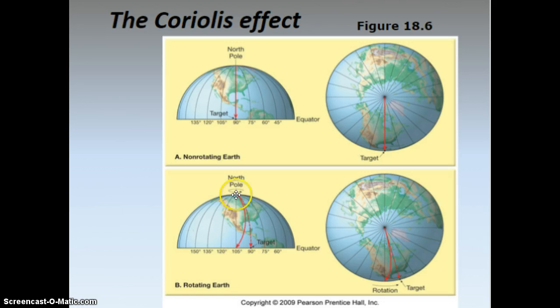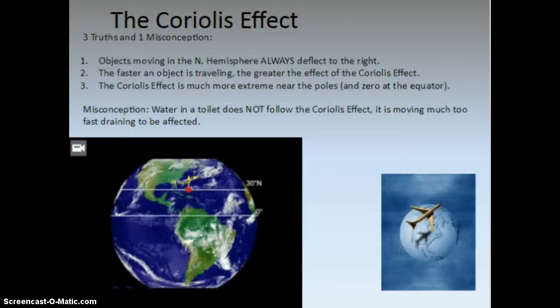It's because if I move from A to B, B is in a different location after I get into the air. So I'm going to be deflected to the right. So we'll continue to identify this, but it's simply an object that's moving on a moving platform.